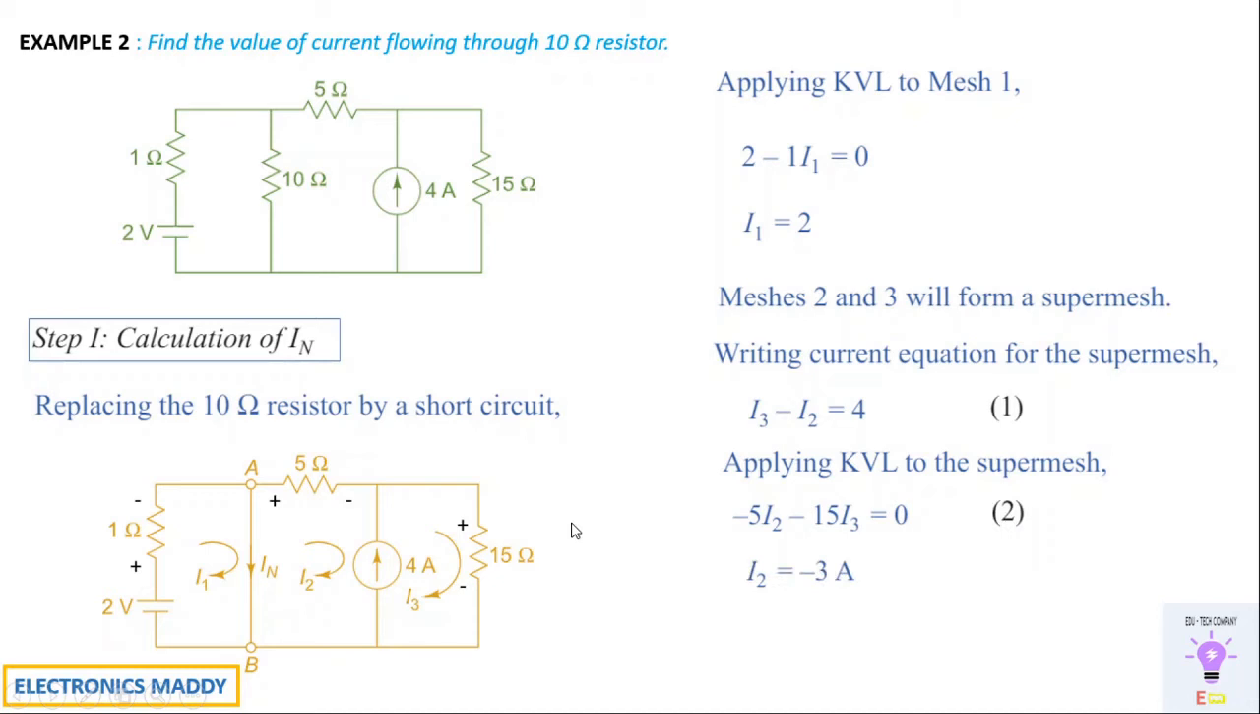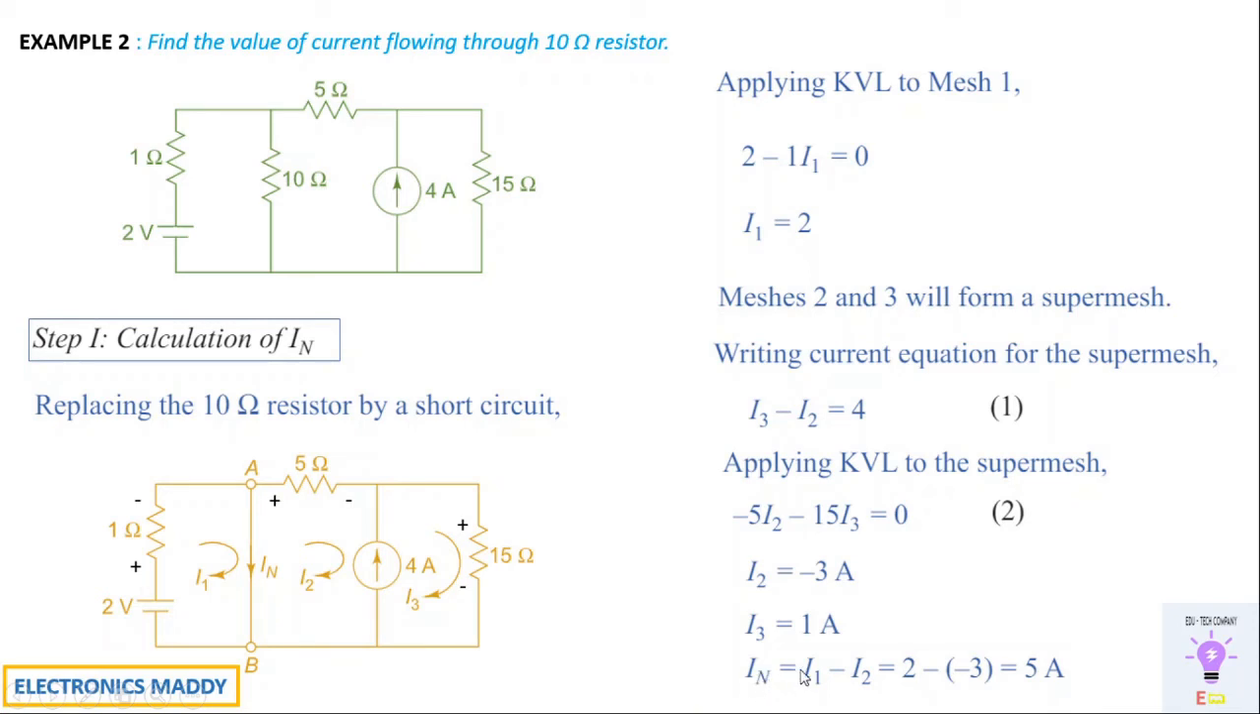Solving equations 1 and 2, you will get the value of I2 and I3. I1 is already known. I2 in this case is minus 3 amps. The reason why we have found only I2 here is because we need the value of IN. IN is given by I1 minus I2, so mainly we needed the currents I1 and I2 to find the value of IN. We won't concentrate on I3, because we don't actually need it.